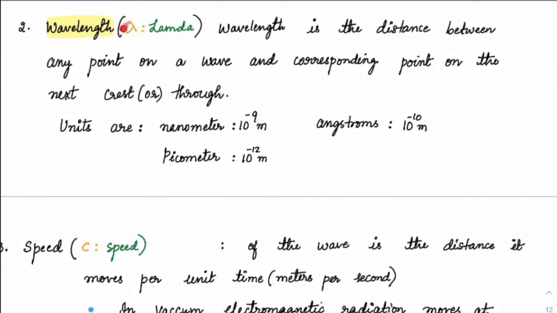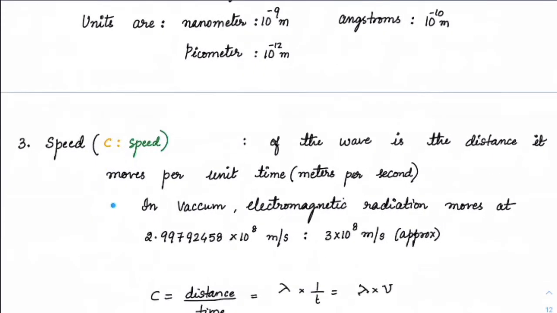Wavelength, which is lambda, represents the distance between two crests or the distance between two troughs. Usually the units which we'll be using are nanometers, picometers, angstroms, right? So nanometer is 10 raised to the power of minus 9, pico is 10 raised to the power of minus 12, angstrom is 10 raised to the power of minus 10.